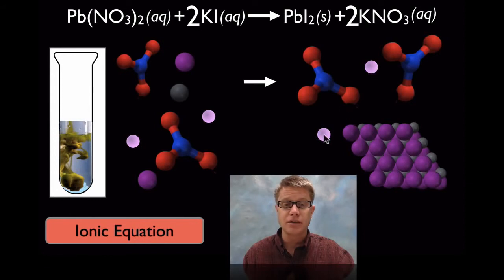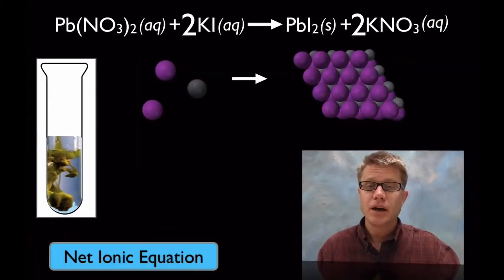Again, those are spectators. They didn't change. Then we've got the lead iodide. You can see that's that yellow solid. And so this is really what we're representing in an ionic equation. And then in a net ionic equation, what it's showing us is that we just have those lead and iodine ions that are combining together to form that lead iodide. And so that's going to be a real simple form of that.